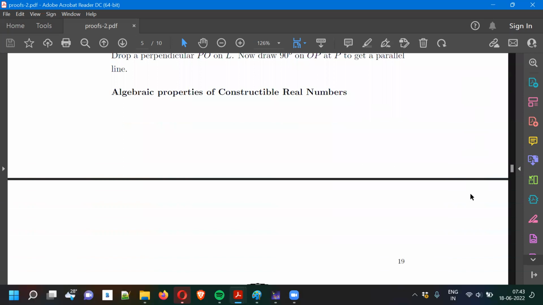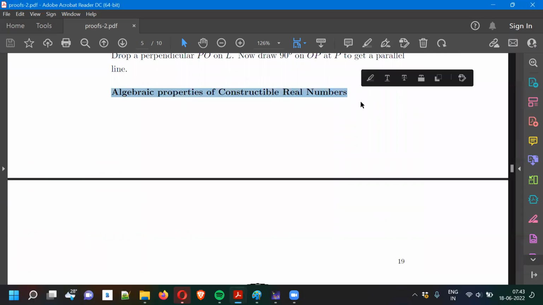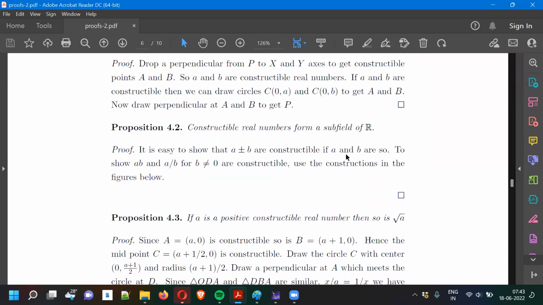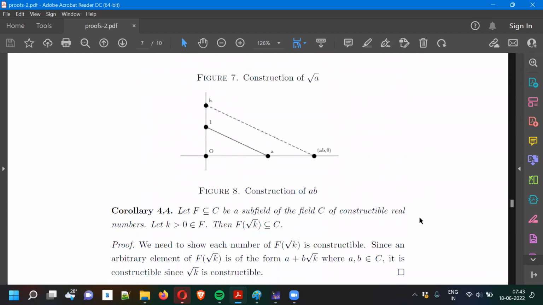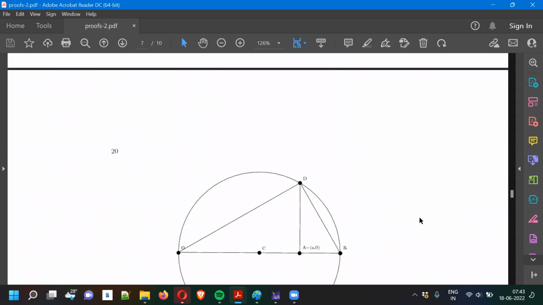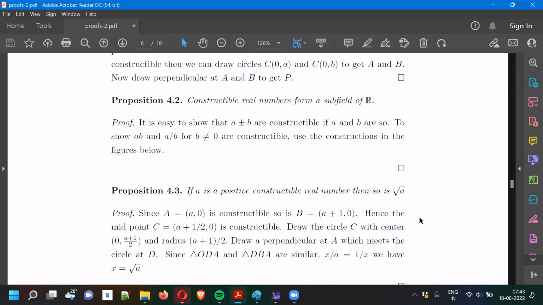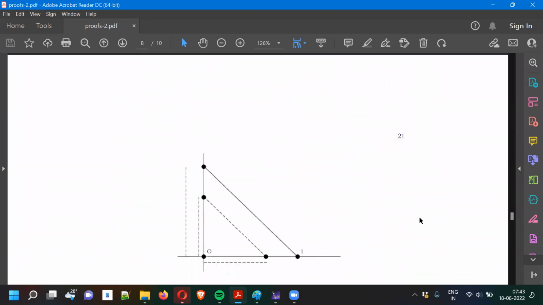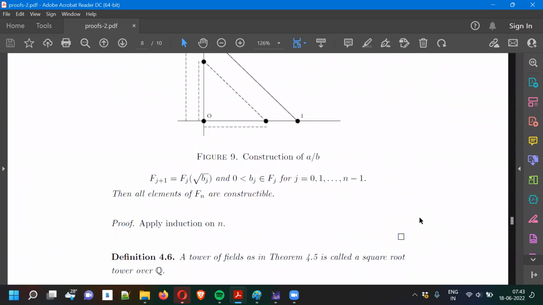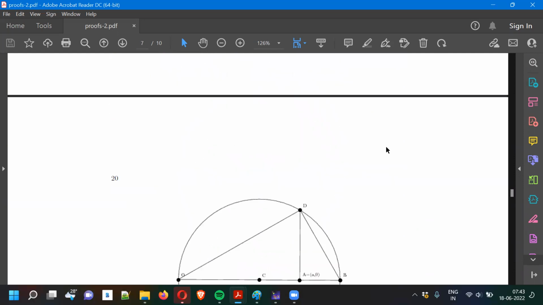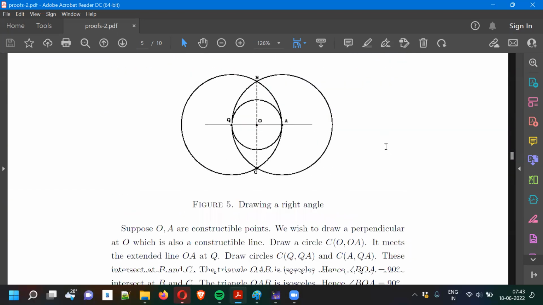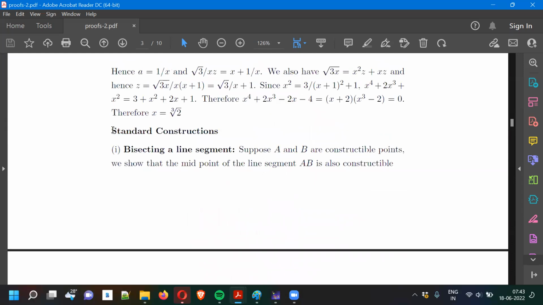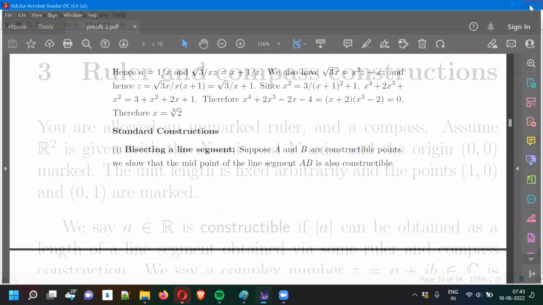Then there are remaining parts about algebraic properties of constructible real numbers and so on. You don't have to look at any of these things. What we need, we'll just do it very simply in today's lecture. If you want, feel free to read this, but I think what we do in the lecture is enough. From this PDF, all you have to do is look at the standard constructions. The standard constructions, that's all. That starts at the bottom of page 3. All right, so that is proof2.pdf, and we are done with this.